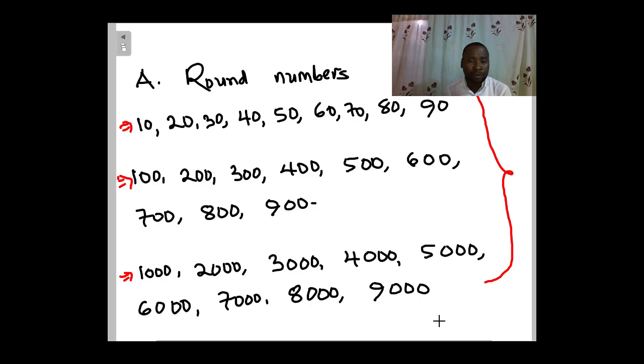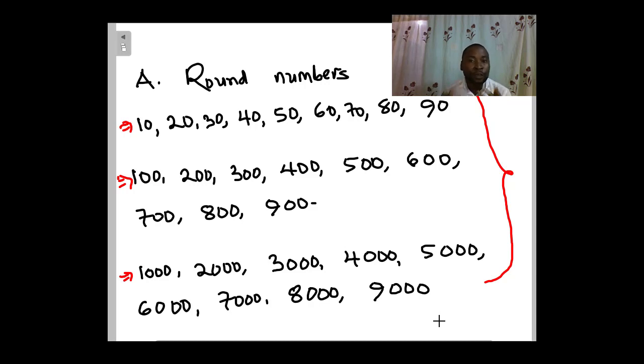Why are they called round numbers? Because they end with zero. Did you get that? So every number that ends with one or more zeros is said to be a round number. So 10 is a round number, 100 is a round number, 1,000 is a round number because all of them end with zero, right? 20 is a round number, 30 is a round number, 40 is a round number. The same way 300 is a round number, 3,000 is a round number.